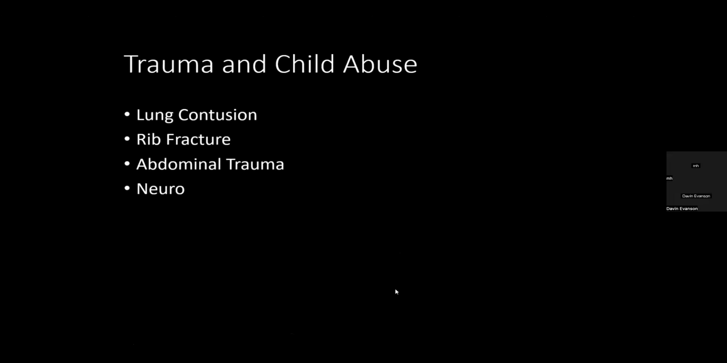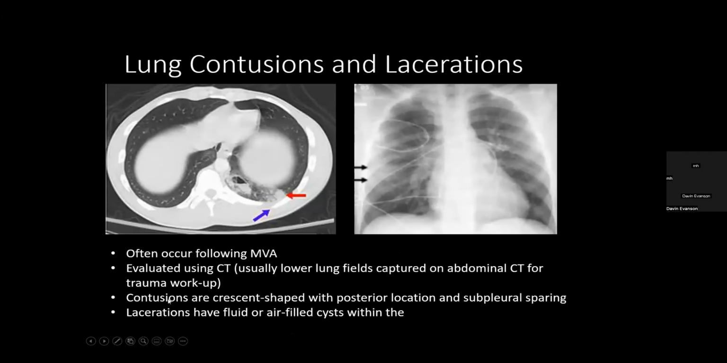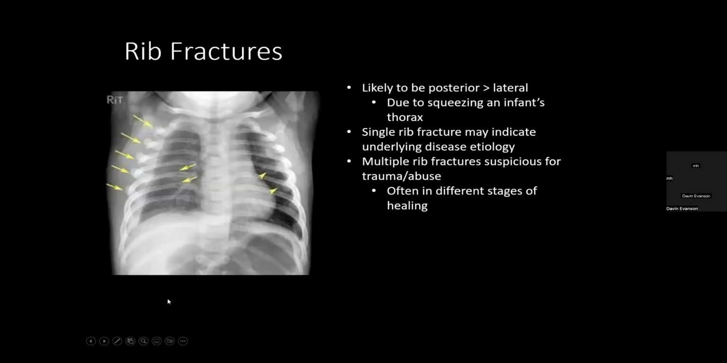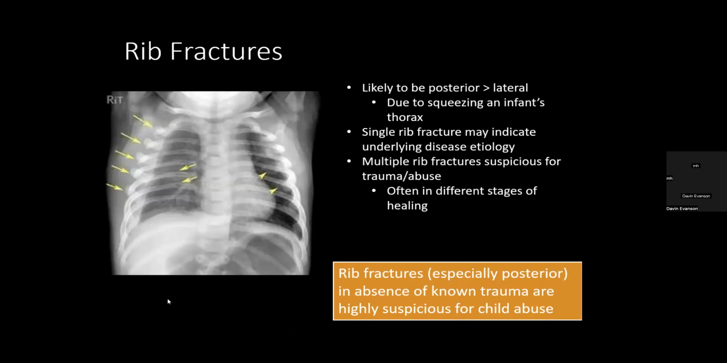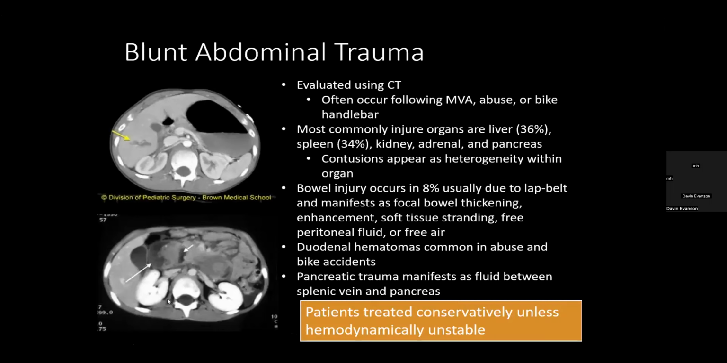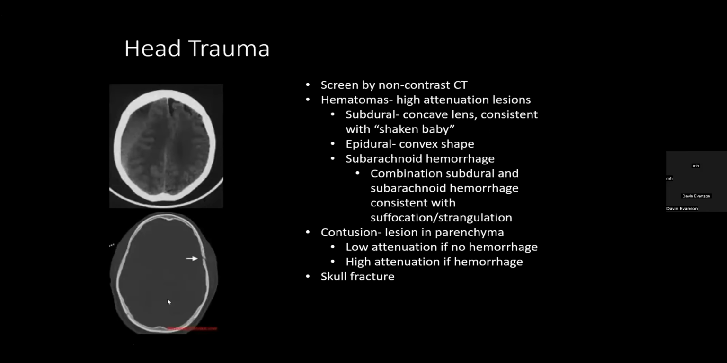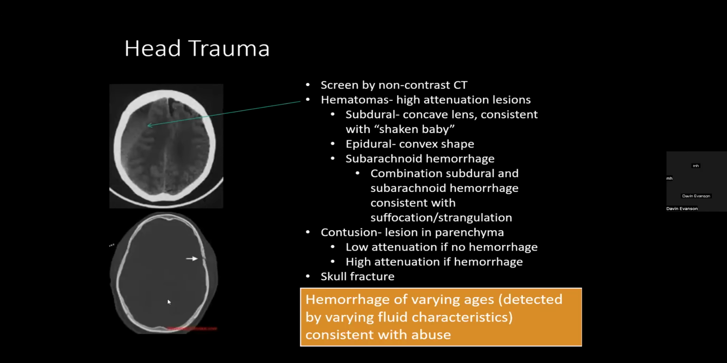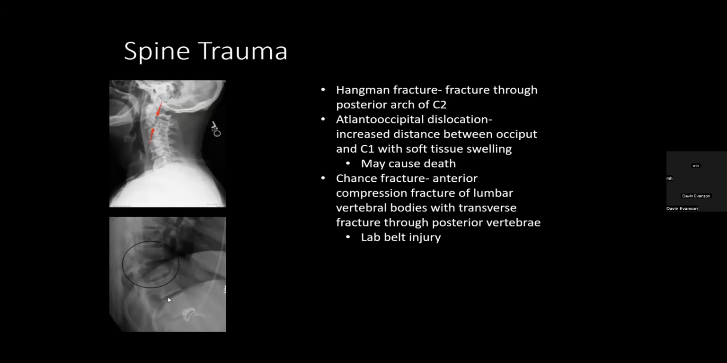Okay, we have our own module on pediatric trauma and abuse, so I will go faster through here, but we're looking for lung contusions, rib fractures, abdominal trauma, and then neuro complications. Again, we have a whole module on this, looking for rib fractures, especially those posterior ones, fractures at different ages, very suspicious, abdominal trauma, head trauma, subdural hematoma, spine trauma.